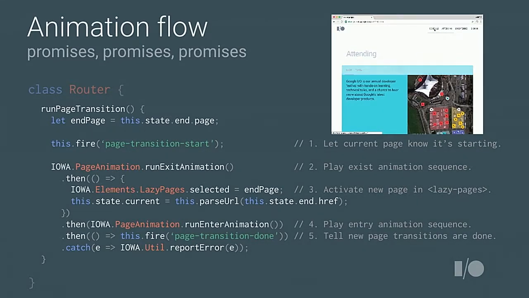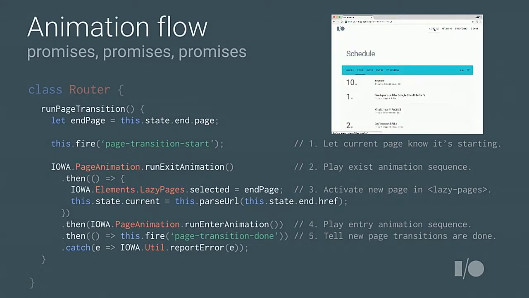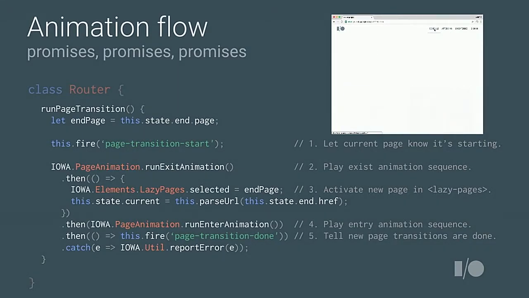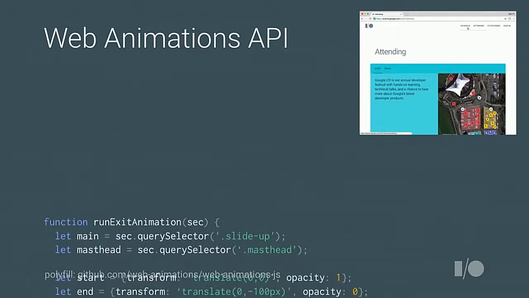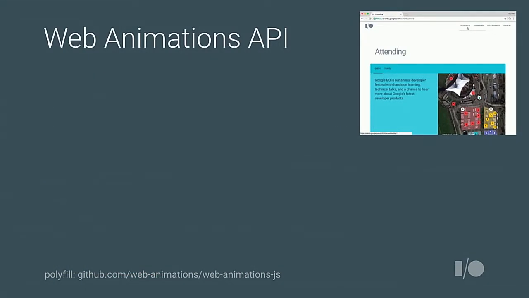The second thing we do is run this promise sequence. We have this little animation helper library, and that's our Iowa namespace. Very proud of that. And we run exit animation, and that's the thing that's going to fade out the header and drop the content down. So that's what that promise is responsible for. In the next promise, we update state.